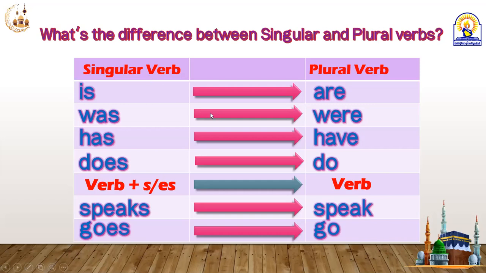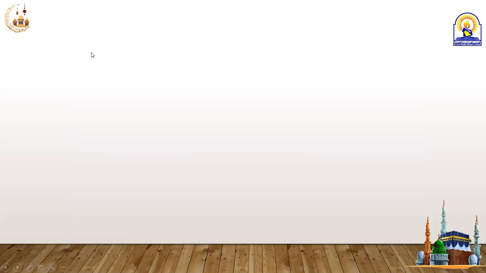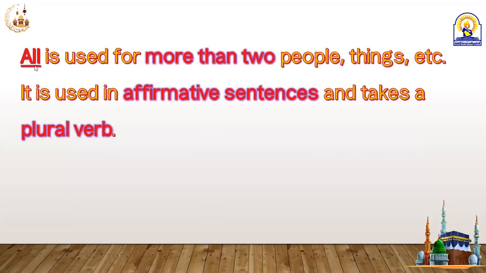This is for verbs. Okay. Why did we learn this slide? Why did we learn the difference between singular and plural verbs? Because we need this for our lesson today when we talk about all, both, none, and neither. Let's go to the next slide. The first word which you are going to study today is all.